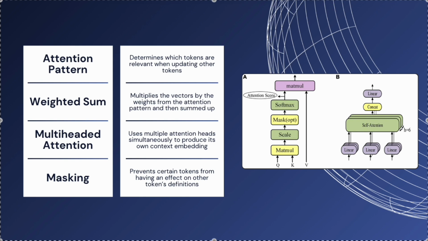Multi-headed attention is another topic that we covered last week, and it is when multiple attention heads are used to simultaneously focus on multiple vector relationships. Each attention head produces its own context embedding, which is then added up to have a final contextual sum of the current word. Lastly, masking certain words prevents them from influencing the meanings of other words in that sequence that the current word is not relevant to.